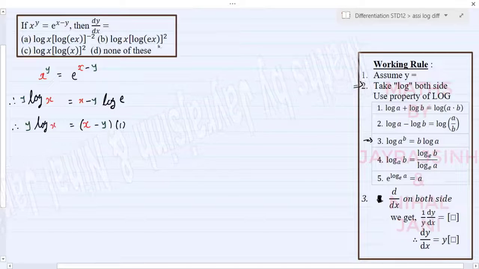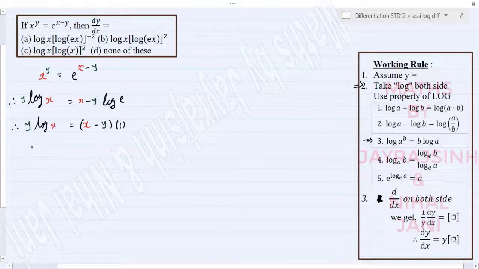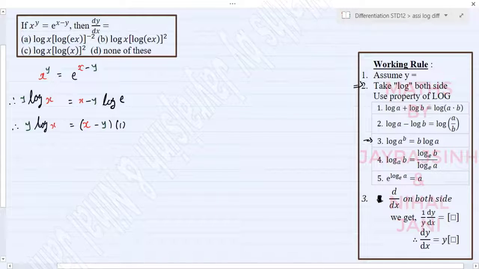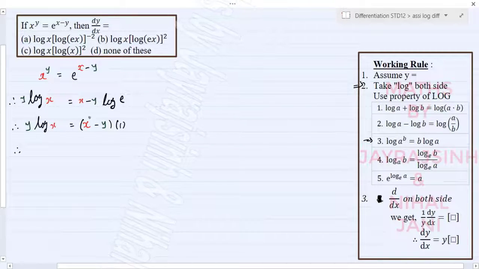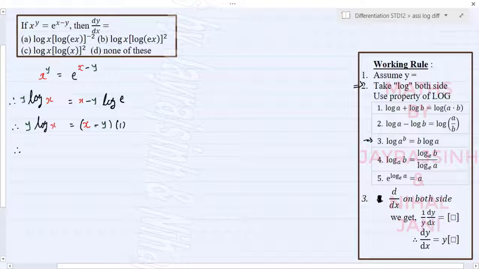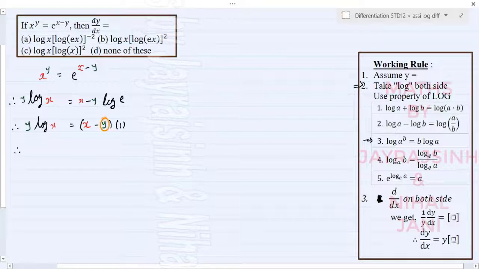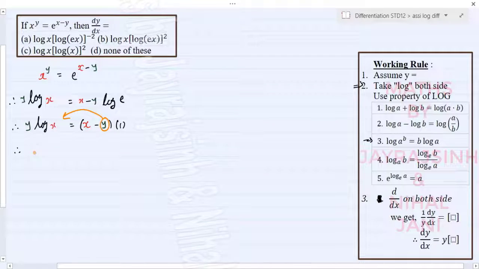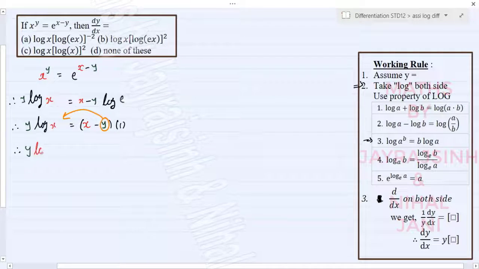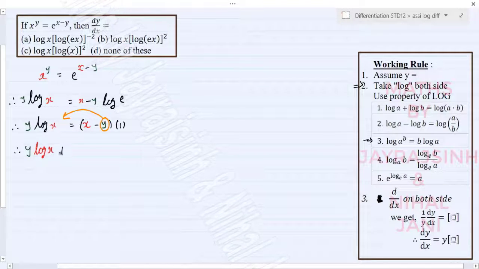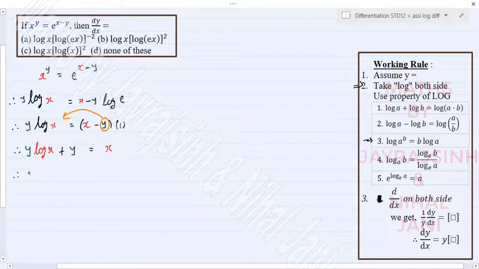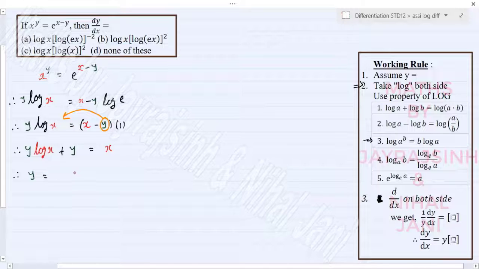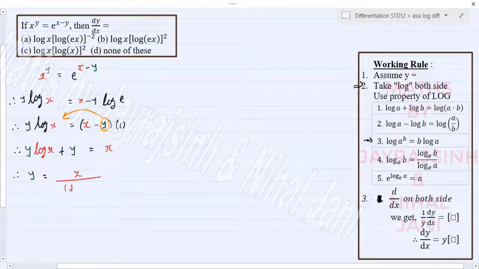We want dy by dx in purely function of x, so we have to make y the subject. So let's collect all the terms of y on the left side, and for that we have to take this y on the left side. So we will get y log x plus y is equal to x. Now we can say y is equal to x upon 1 plus log x.